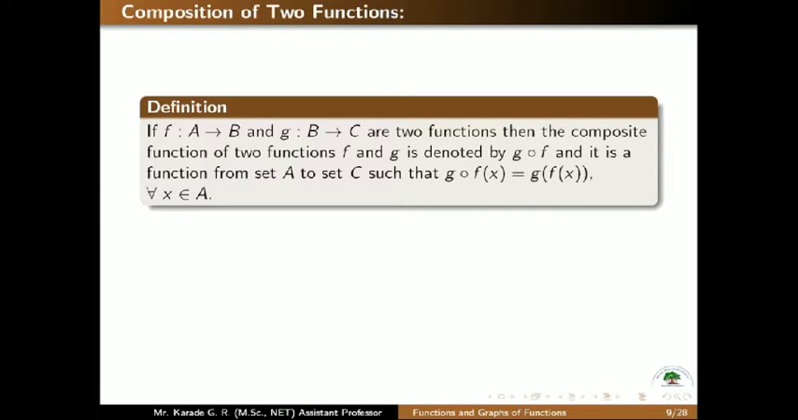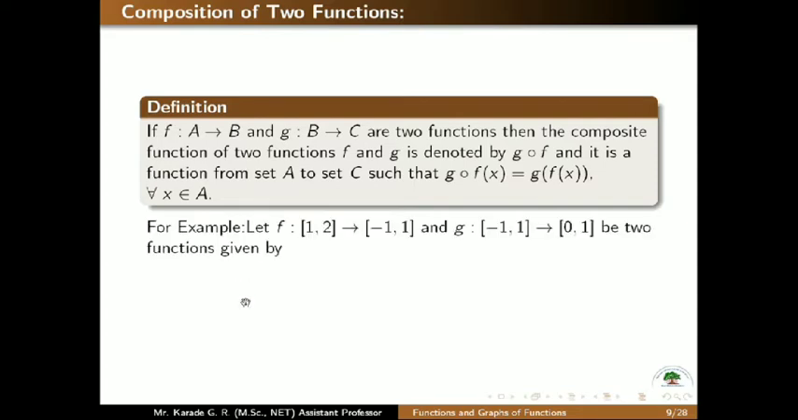Now see the composition of two functions. If f: A → B and g: B → C are two functions, then the composition or the composite function of the two functions f and g is denoted by g∘f, and it is a function from set A to set C such that (g∘f)(x) is equal to g(f(x)) for all x belonging to A.